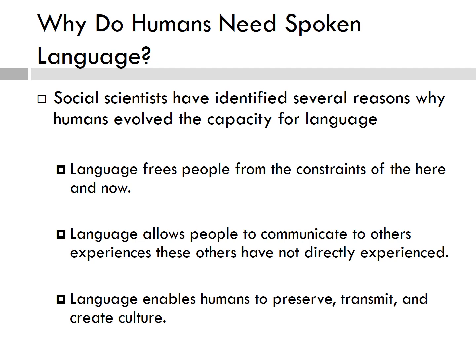First, language frees people from the constraints of the here and now. Using language, people can communicate about things that happened in the past, things that are happening right now, and things that will happen in the future. This allowed humans to easily coordinate their behavior with others, such as during a hunt or while gathering food.